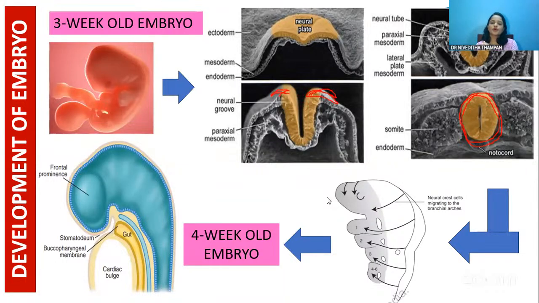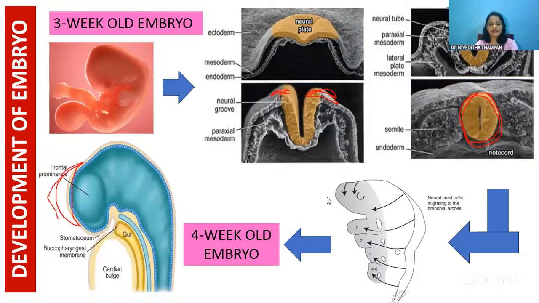Some researchers even call these neural crest cells the fourth germ layer. Why the fourth germ layer? Because so many structures are formed just from these neural crest cells. Now by around fourth week of embryonic life, this embryo will have a cephalic end.